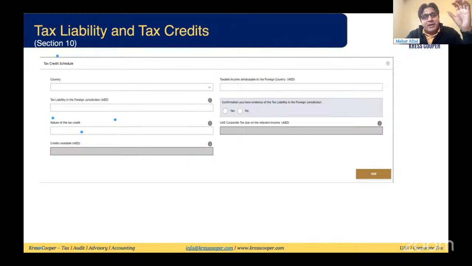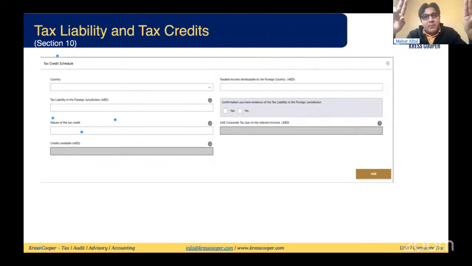Make sure whenever you are calculating the foreign tax credit, you need to calculate the tax liability related to foreign source income. I'm repeating, you need to calculate the tax liability related to the foreign source income. It means you need to map the foreign source income exactly as per the UAE law. You need to calculate its taxable income. Based upon this taxable income, you need to calculate how much is the tax payable on the foreign source income in the UAE as per the UAE tax law, and how much tax you've already paid in the jurisdiction out of the UAE.